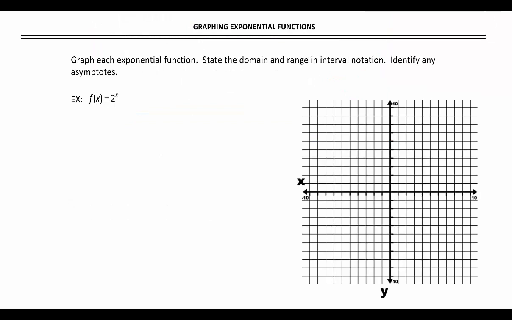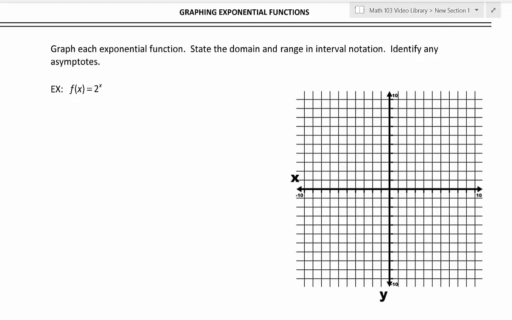Next, we'll be graphing exponential functions. Let's graph each exponential function, state the domain and range in interval notation, and identify any asymptotes. Our first function, f of x, is equal to 2 to the x. Well, when we first learn a new function, our graphing technique is to make an xy chart and then plot points. That's what we're going to do for all of these exponential functions.